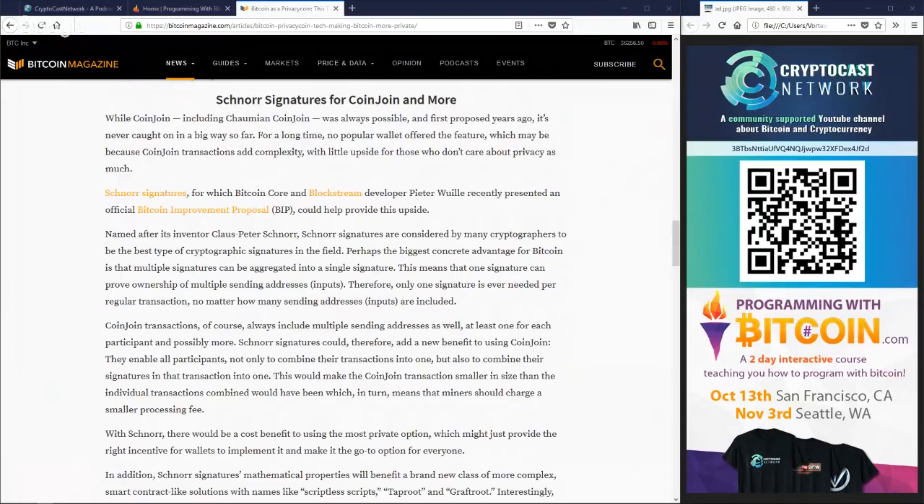Yeah, so Schnorr is a different kind of signature algorithm. Bitcoin right now uses ECDSA. Am I saying that right? I always get it wrong. It gets crypto-crazy. Elliptic curve cryptography. Okay, so Schnorr is a different one. It's generally considered better by cryptographers.